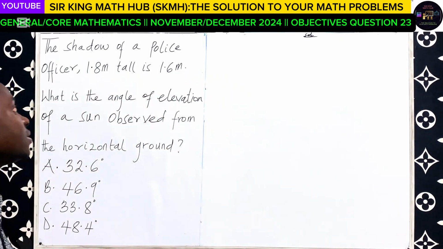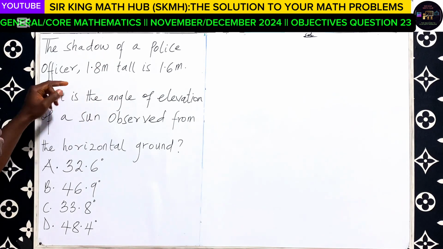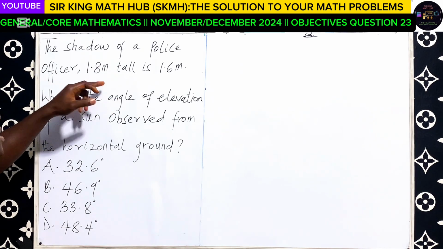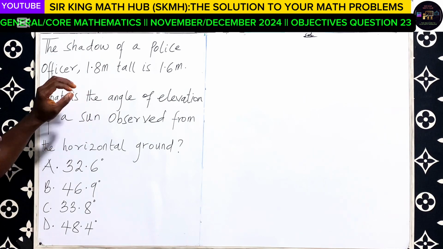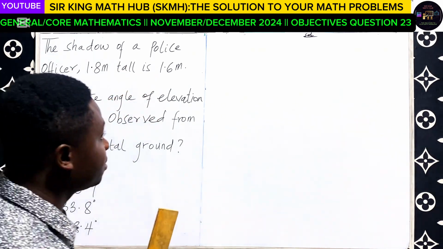Let's quickly solve this past question on Core Mathematics, November-December 2024. This is objective question number 23. The shadow of a police officer 1.8 meters tall is 1.6 meters. So let's represent this information on the diagram. 1.8 meters is the height of the police officer, and the length of the shadow is 1.6 meters.